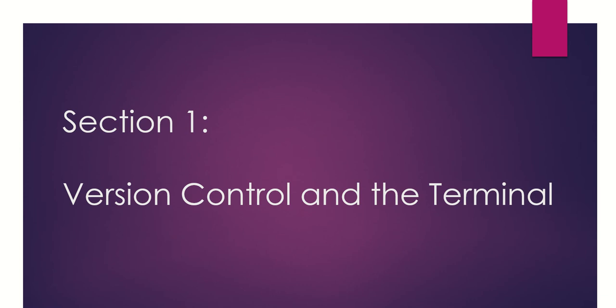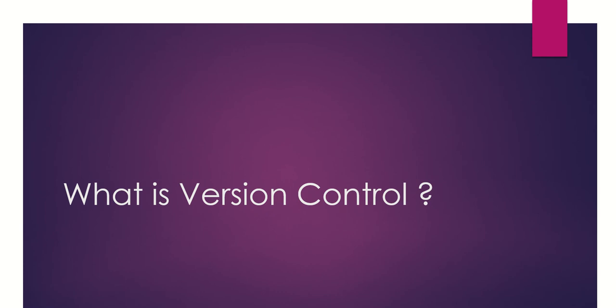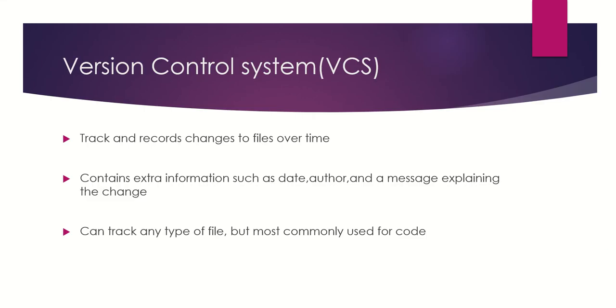So, what is version control? What is it used for and what makes it so useful? A version control system is a system that tracks and records changes to a selected group of files over time, so that previous versions of those files can be retrieved easily in the future.